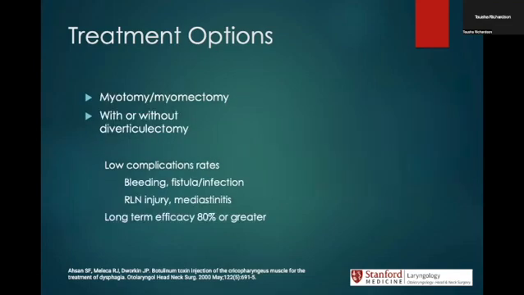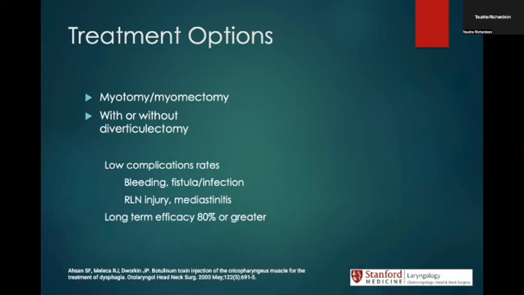So if we're going for a longer-term solution, we generally tend to think of myotomy, so surgically cutting the muscle. When you have a diverticulum that occurs in concert with the muscle in spasm, we may want to do a diverticulectomy, take the sac out concurrently in order to treat the problem.